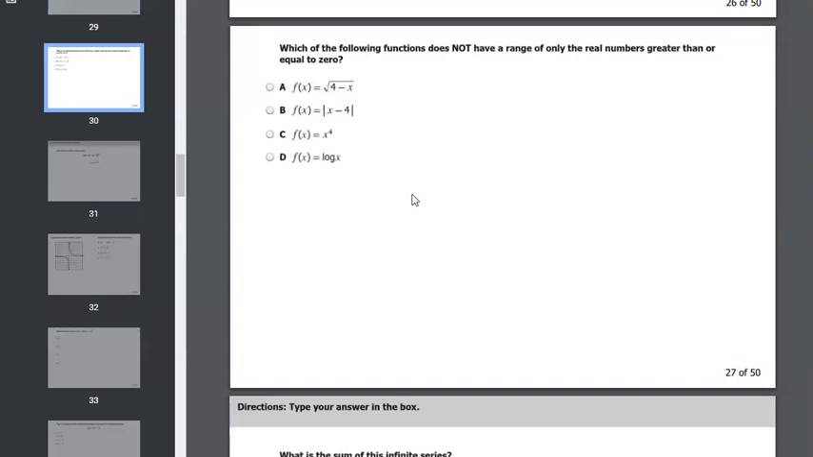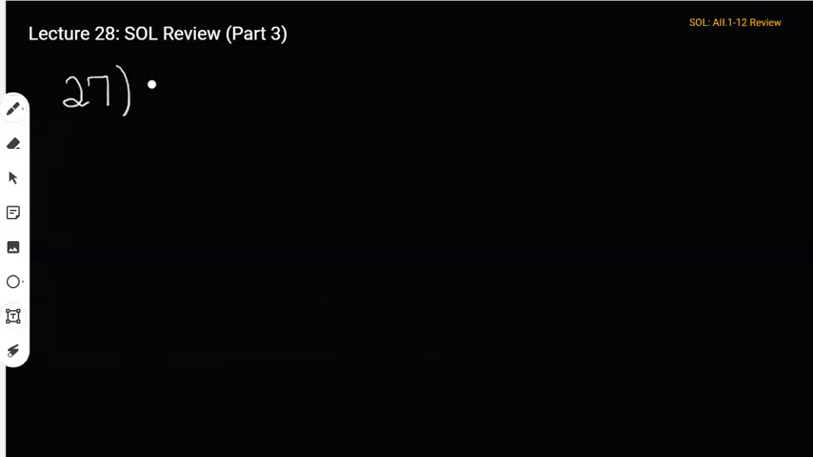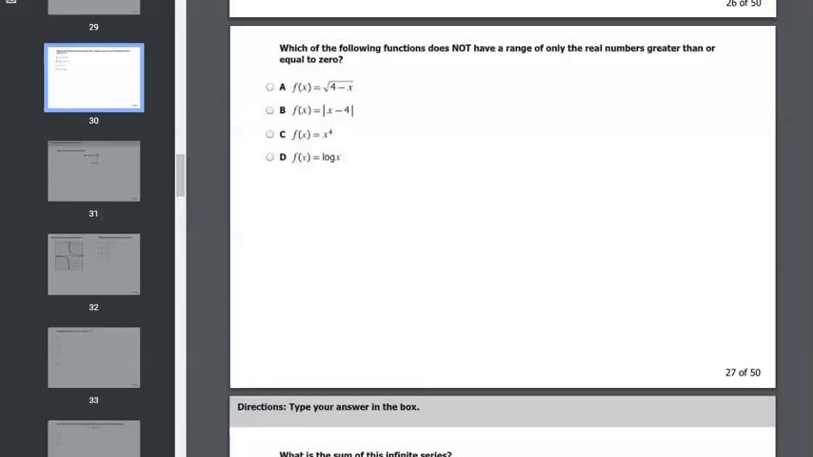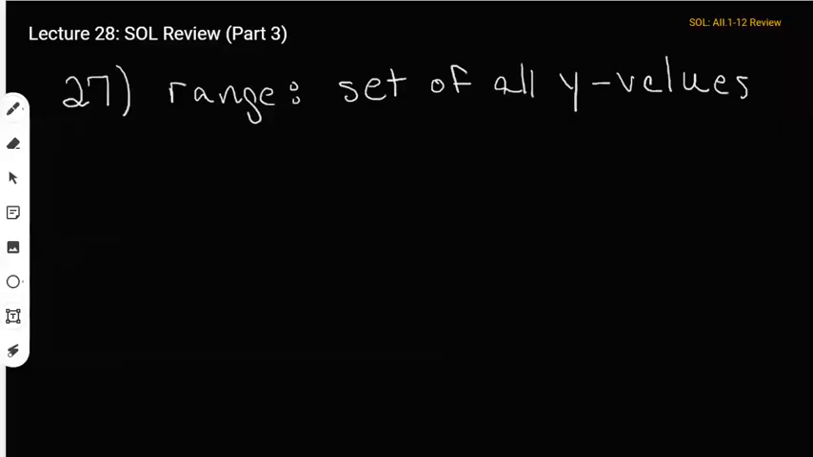All right, 27. Which of the following functions does not have a range of real numbers greater than or equal to 0? Remember that the range is the set of all y values. And we're looking for a range of real numbers greater than or equal to 0, so we're looking for this basically. y has to be greater than or equal to 0.